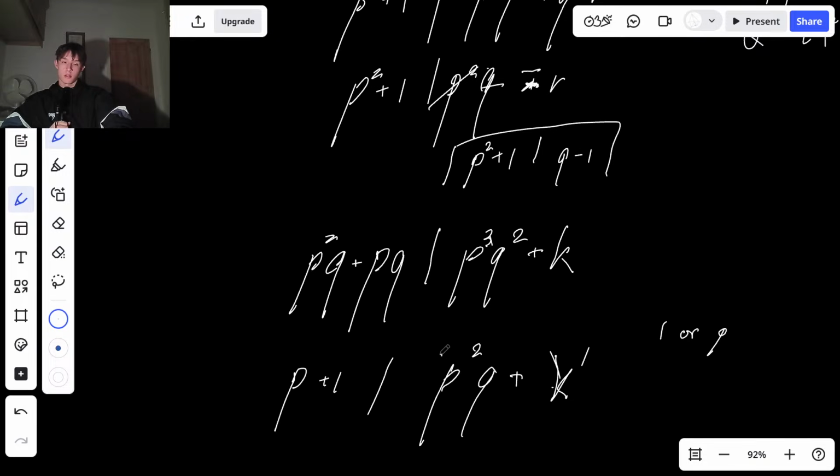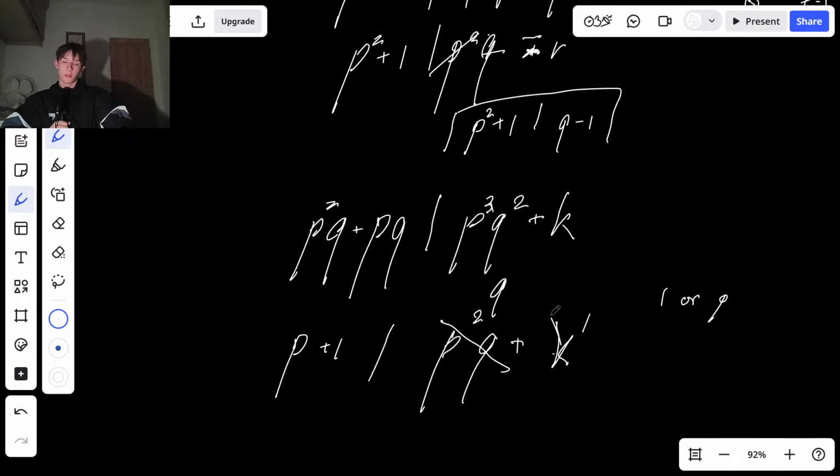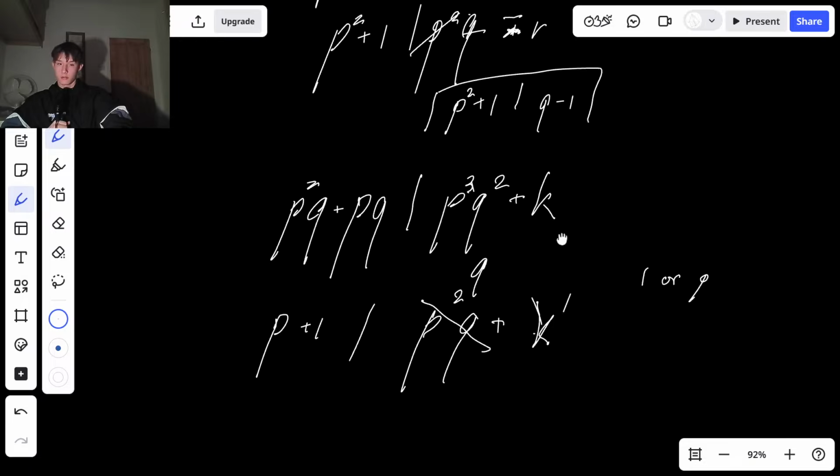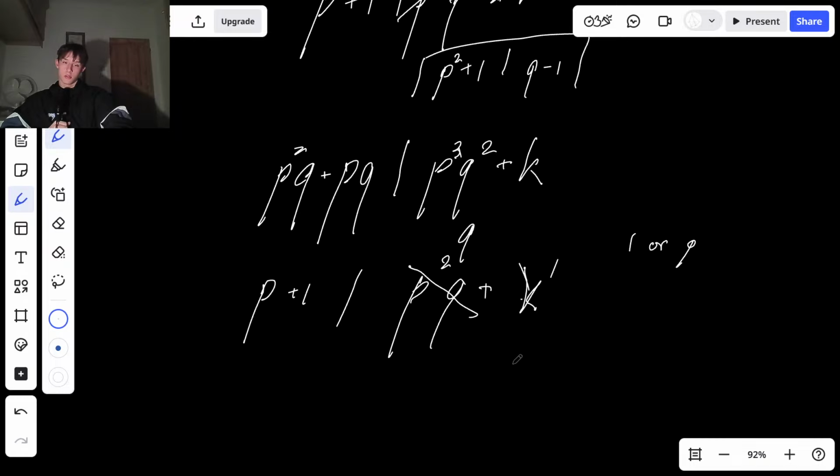We can rewrite this thing as just q plus 1. So it's either 2q divides p plus 1, which is impossible, because q must divide p plus 1. Oh, wait. Oh, gosh. So q plus 1 divides p plus 1, right? Oh my gosh.